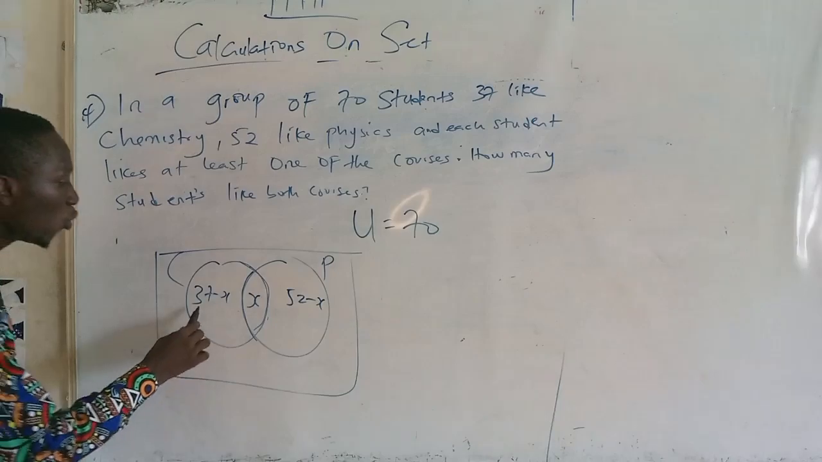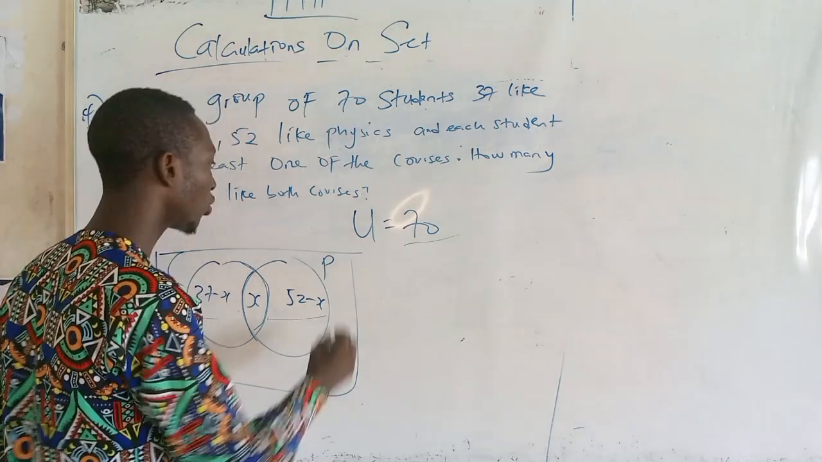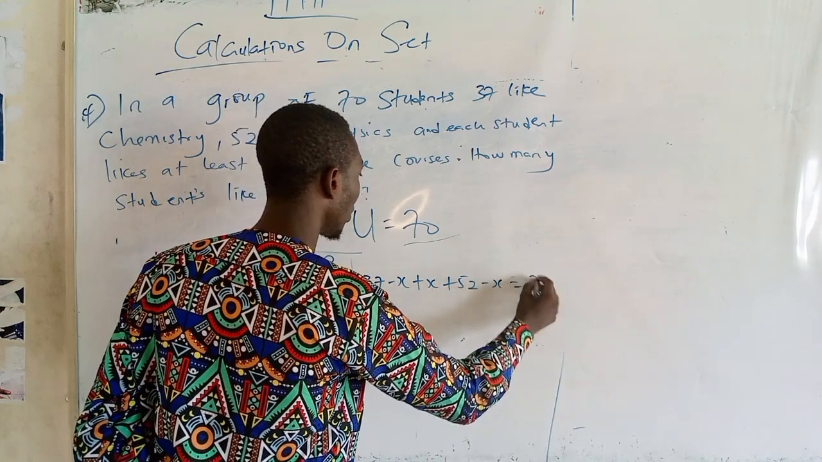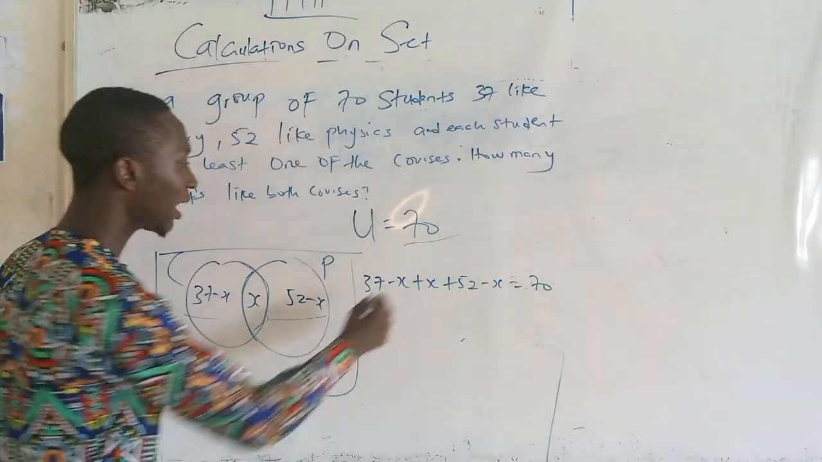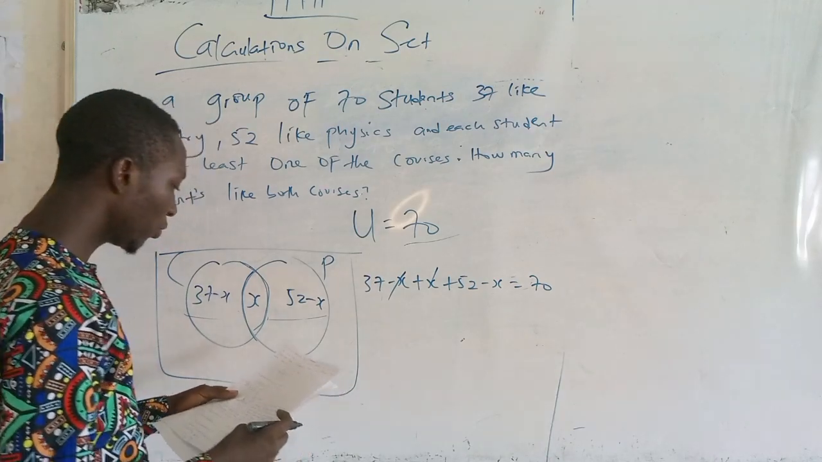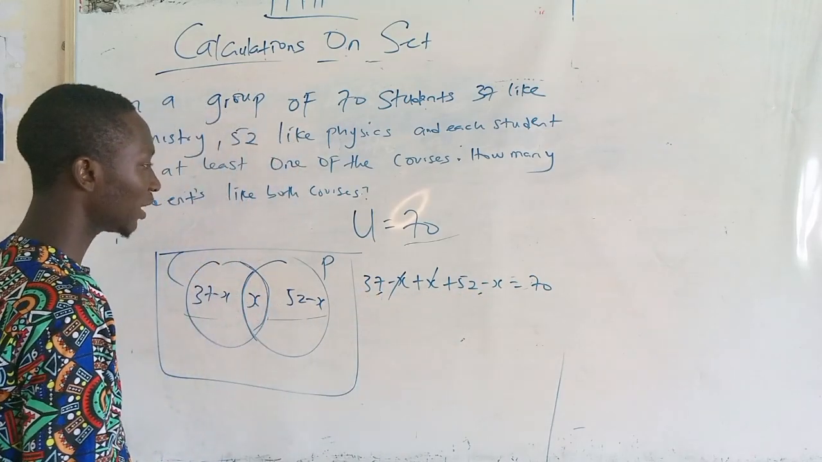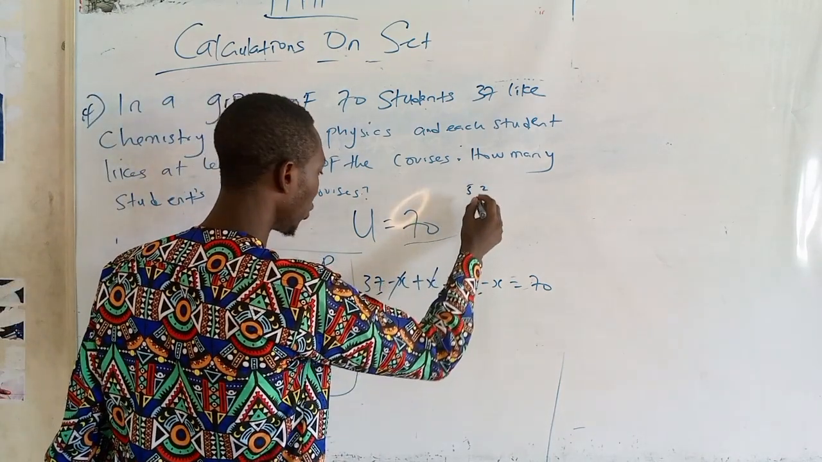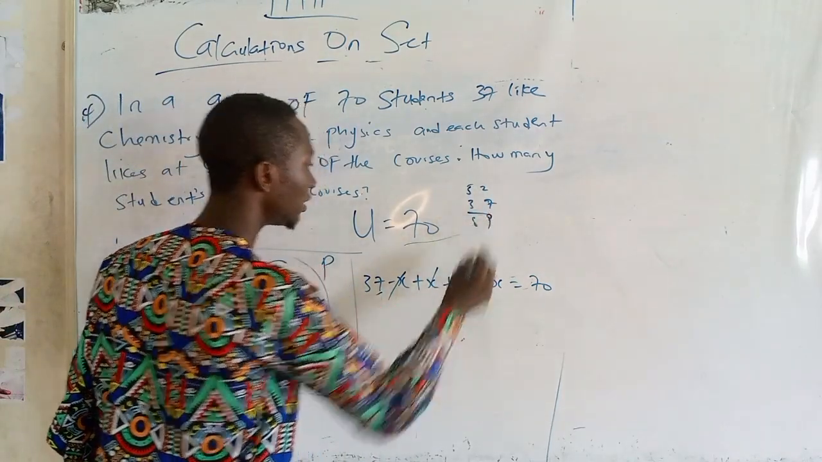So now what do we do? We add everything together in this set. It will give us the total number in this set. So it will become 37 minus x plus 52 minus x equals 70. Are we together? So now minus x and minus x combine. It is very, very easy. Now you add 37 and 52 together. Let's add. 7 plus 2 is 9. So this is 89.